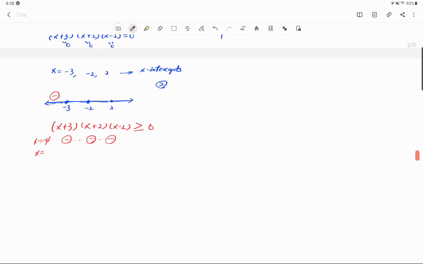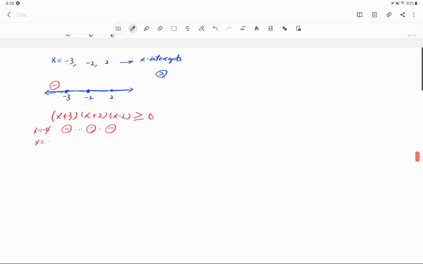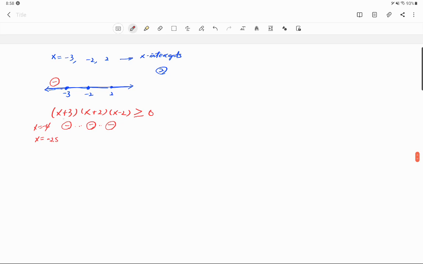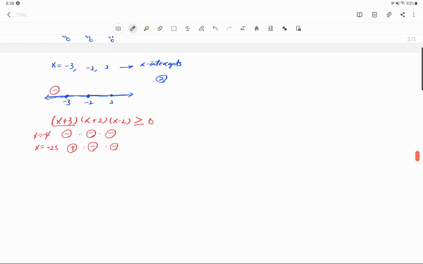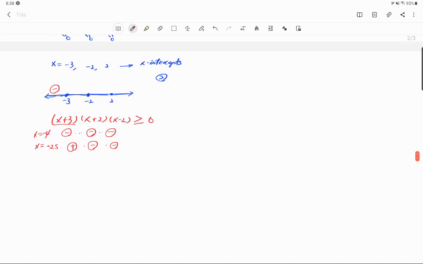Okay, how about an x value that's between negative 3 and negative 2? Why don't we try negative 2.5. Once you plug in negative 2.5, the first factor will be positive, the second factor will be negative, and the third will be negative. So the product of these signs will be positive.